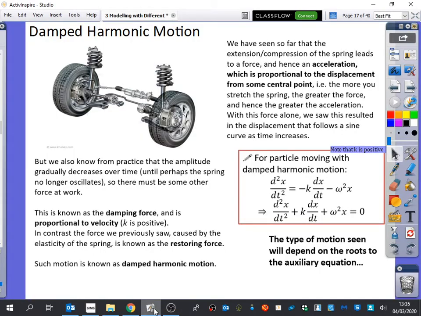Okay, so we were previously looking at simple harmonic motion, which meant that it would always continue to be like a sine graph or a cosine graph, sinusoidal. And now we're going to look at damped harmonic motion.